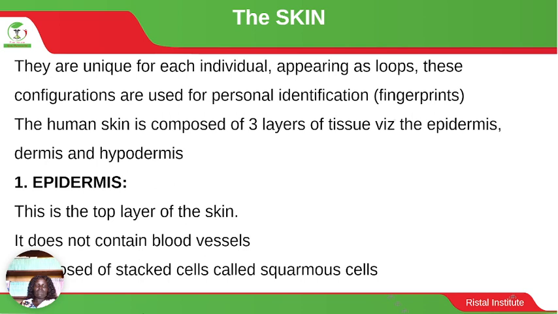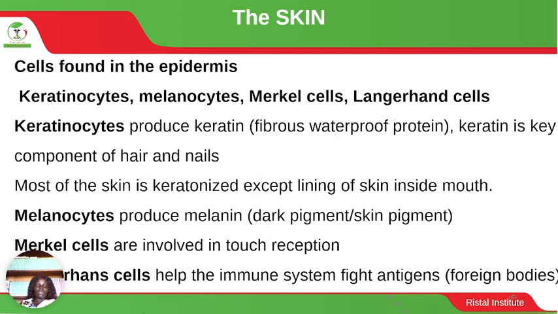The human skin is composed of three layers of tissue, that is the epidermis, dermis, and the hypodermis. Let us look at the epidermis. This is the top layer of the skin. It does not contain blood vessels. It's composed of stacked cells called squamous cells. Cells found in the epidermis are the keratinocytes, melanocytes, Merkel cells, and Langerhans cells.